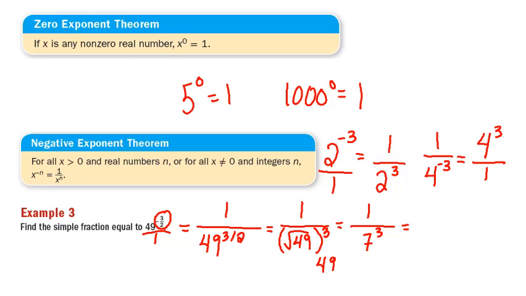So we'll just go off to the side and do some longhand math since this is non-calculator stuff. 9 times 7 is 63. Carry the 6. We have 4 times 7 is 28. 28 plus 6 is 34. So that means 7 cubed is 343. So my final answer is 1 over 343.